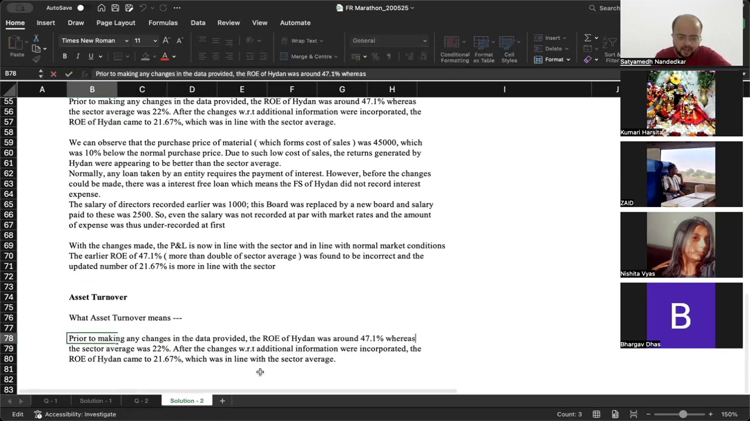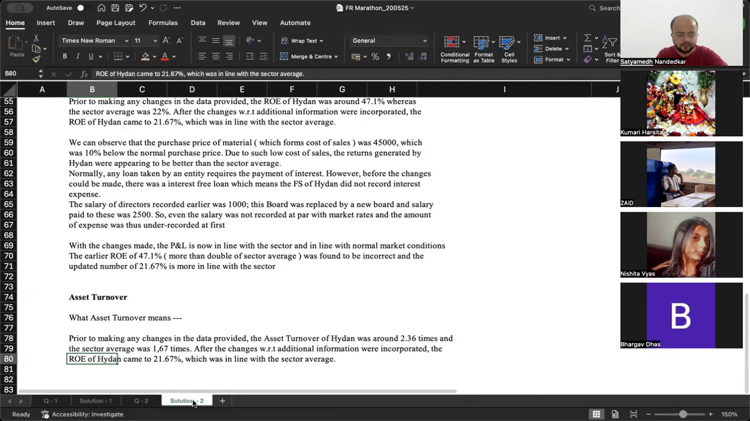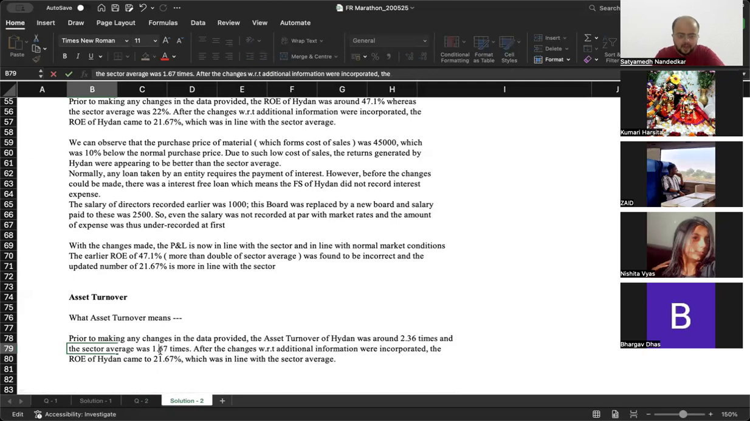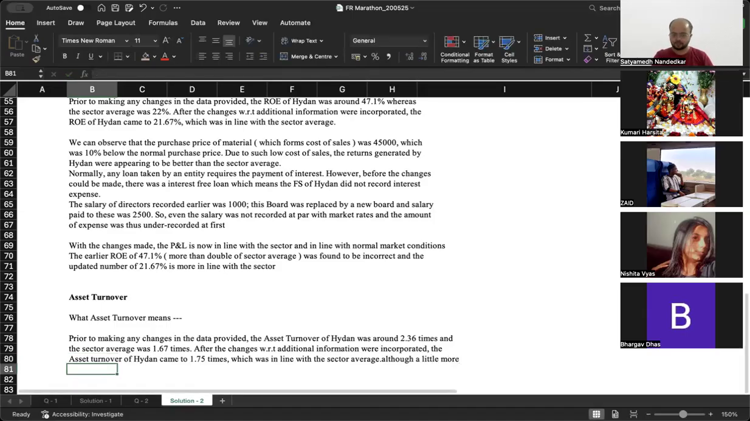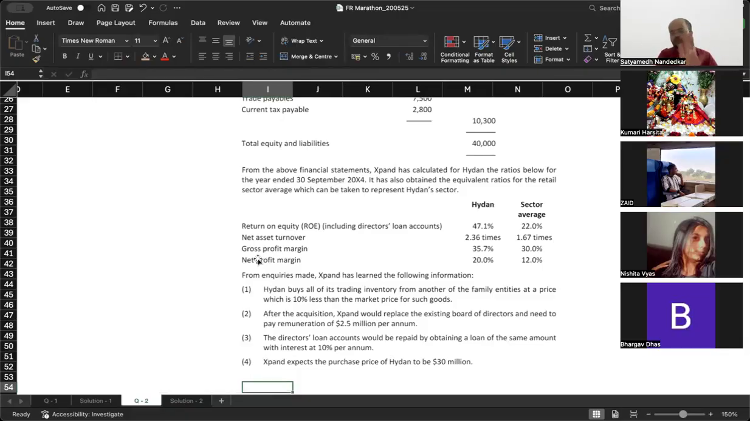Prior to making any changes in the data provided, the asset turnover of Hayden was around 2.36 times and the sector average was 1.67 times. After the changes with respect to the additional information, the asset turnover of Hayden came to 1.75 times, which was in line with the sector average, although a little more. ठीक है, now it is higher than what the normal sector average is.